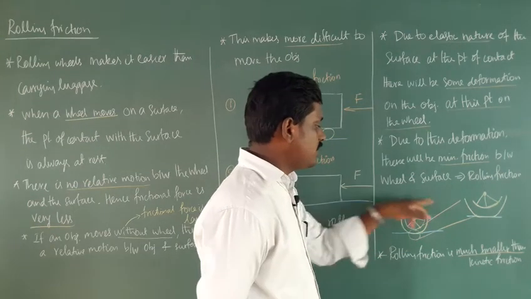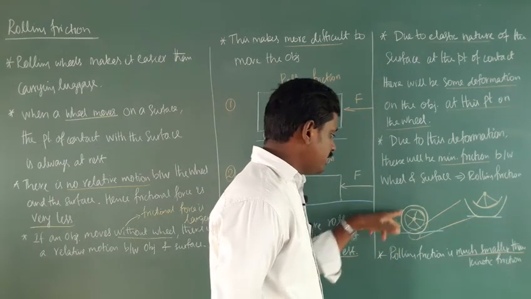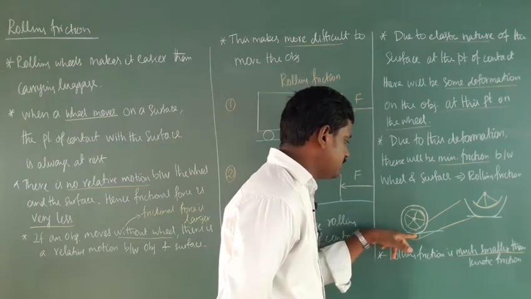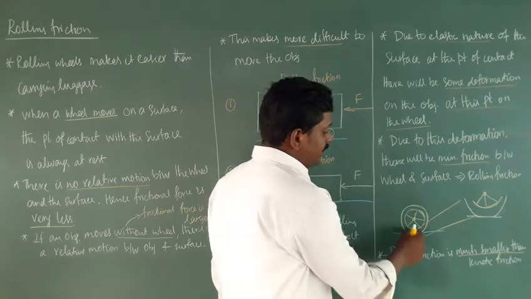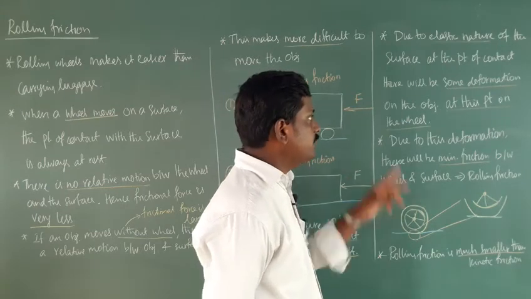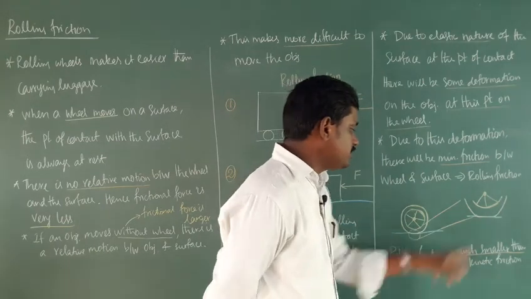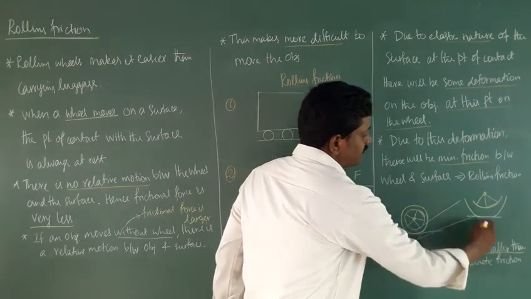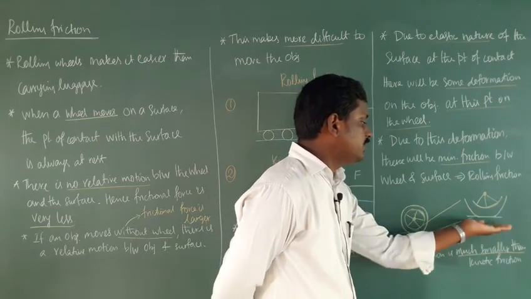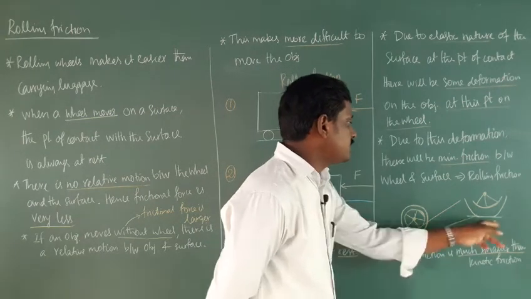See this: the car moves with the help of its wheels. The wheel rotates on the surface of the road, and the tire touches the road, so there is a point of contact. Due to the elastic nature of the surface at the point of contact, there will be some deformation on the wheel at this point. Let us enlarge this. Due to this deformation, the point of contact increases somewhat.